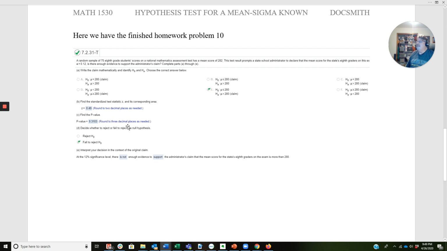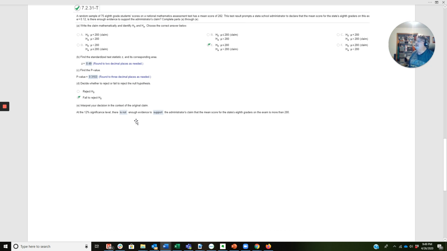Find the p-value, round to 3 decimal places as needed. Well, here's interesting. I've rounded it to 4 and it took my answer. So it looks like 0.310 would have been enough, but it took the answer anyway. That's what I'm talking about, I wasn't careful right here of how far I rounded it, but apparently they had built a tolerance in there and I got away with it. Fail to reject. We said that would be our decision.